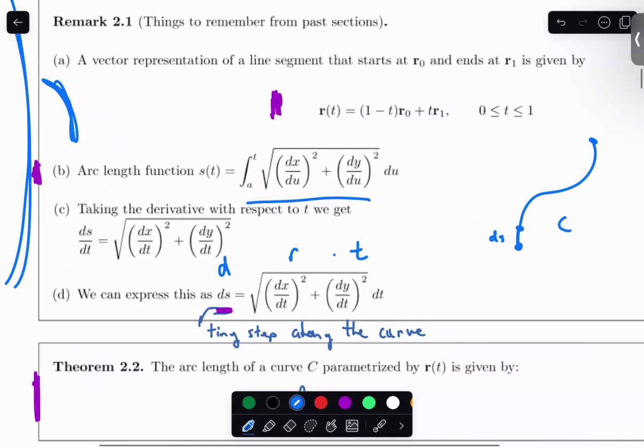And then I mentioned we're going to be integrating along a curve. So integrating as we take tiny steps. These tiny steps are going to be my ds's.